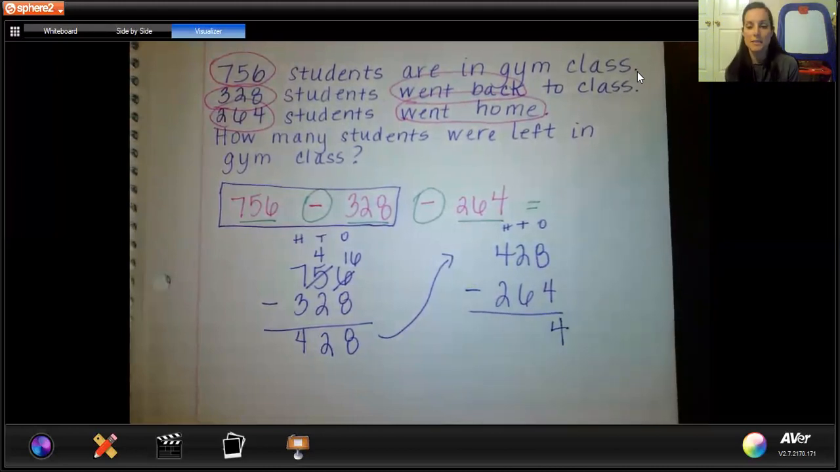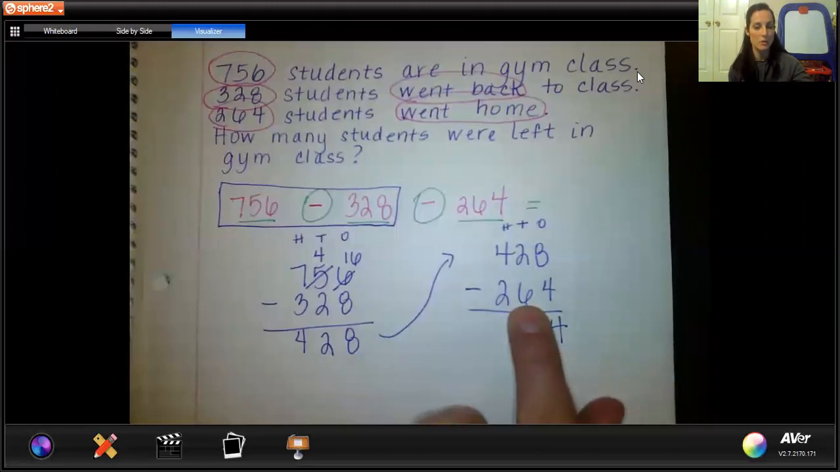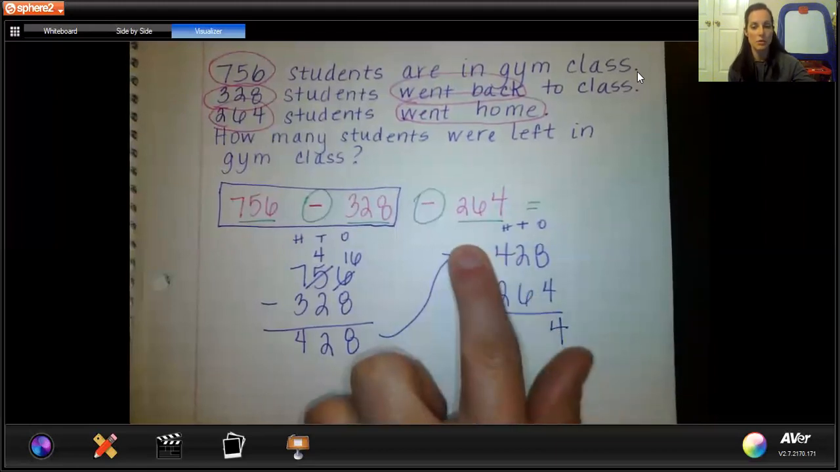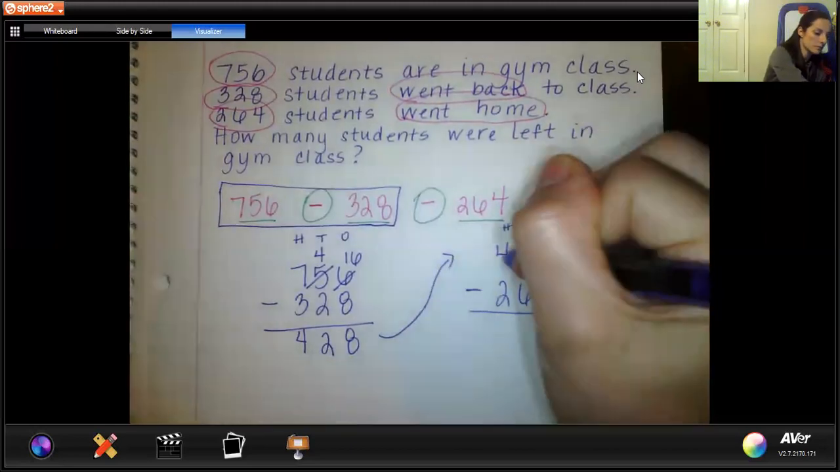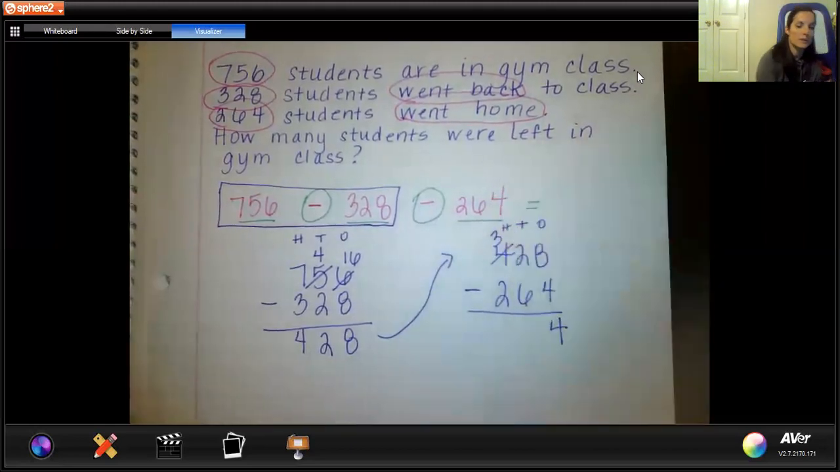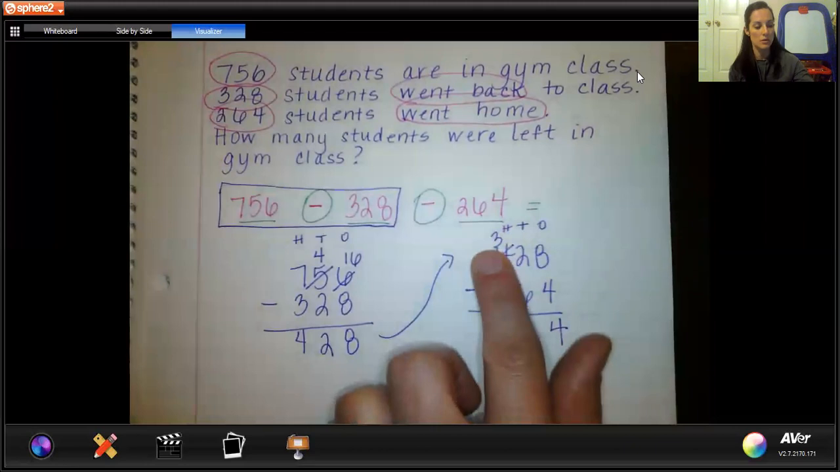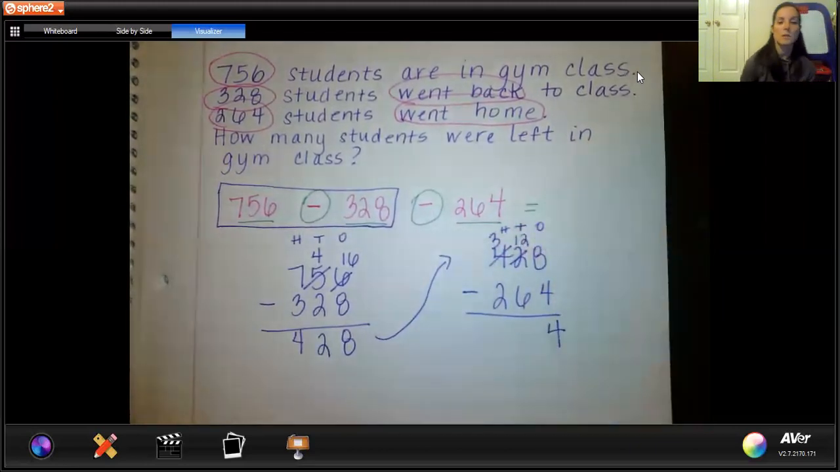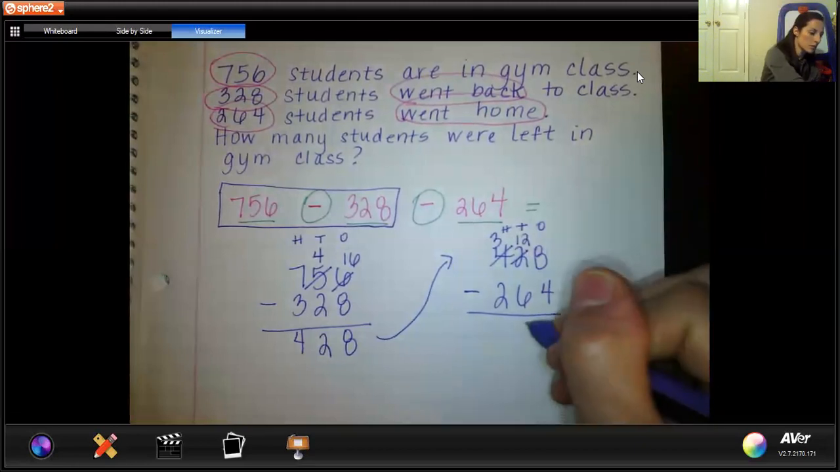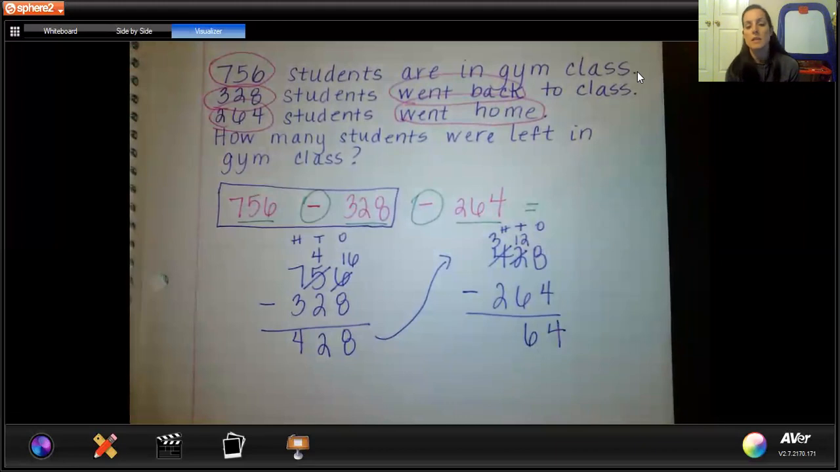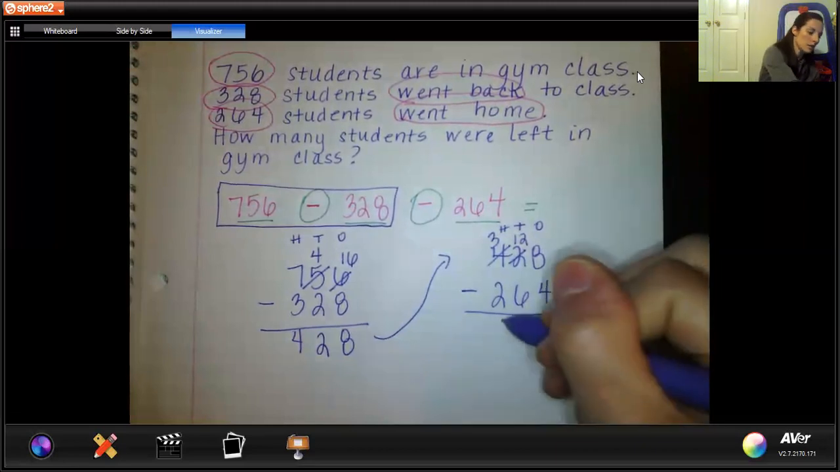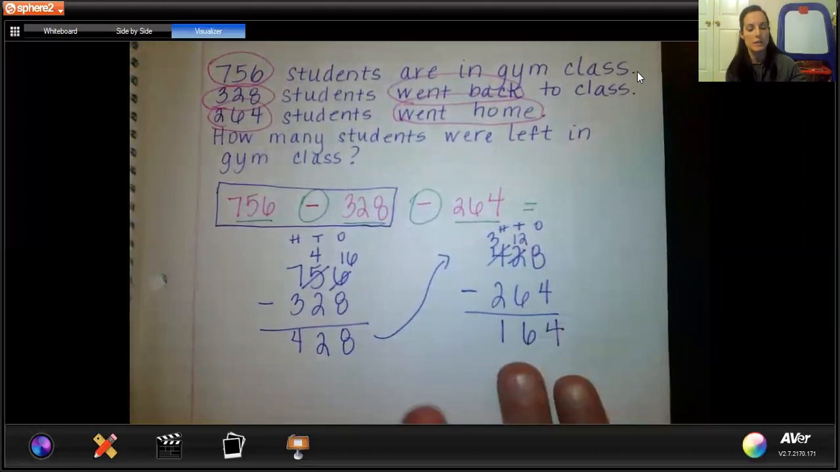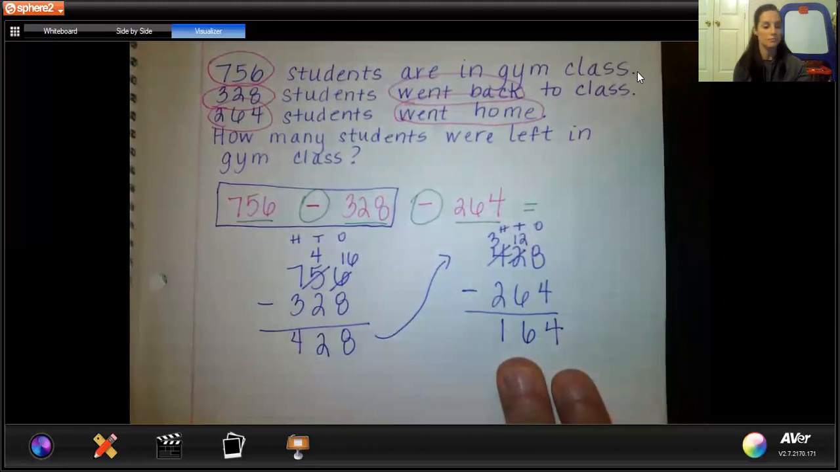Moving over to the tens, we have 2 and I want to subtract 6. I have a bigger number on the bottom, so I need to go next door. I'm going to take one of those hundreds, and now I'm going to have 12 tens. So 12 minus 6 would be, and then 3 minus 2 would be. And here is our final answer.